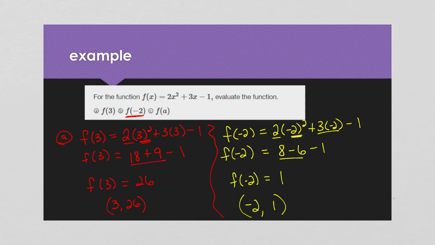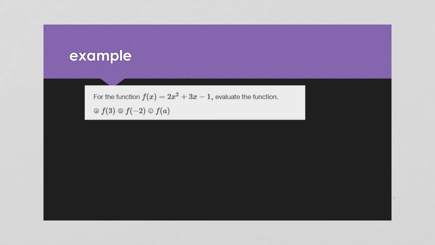Okay, so we're going to do this last one, but I obviously ran out of room. So if you haven't written this down, you might want to hit pause because I'm about to erase. All right, so now we're going to do f of a. So f of a is simply, I put an a everywhere an x is.